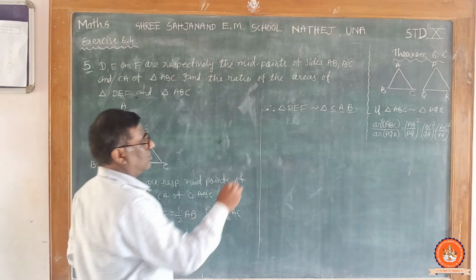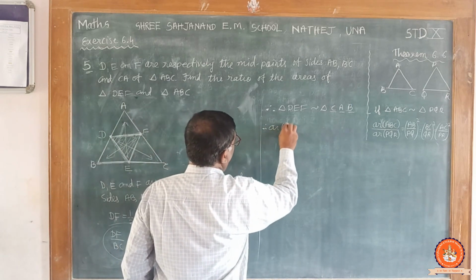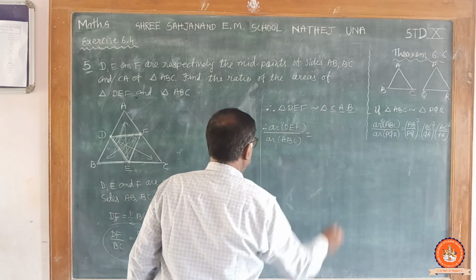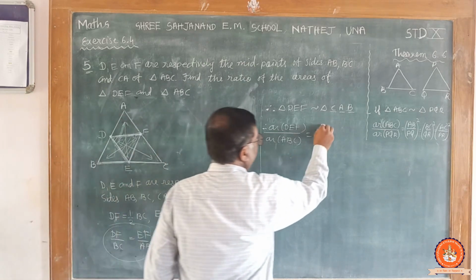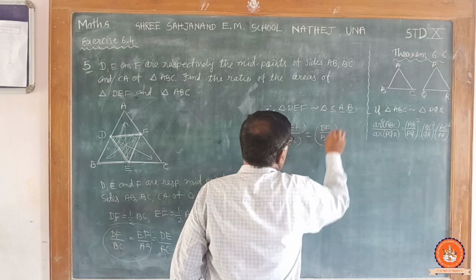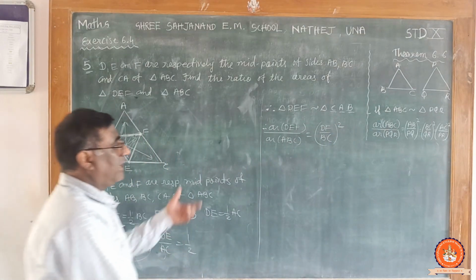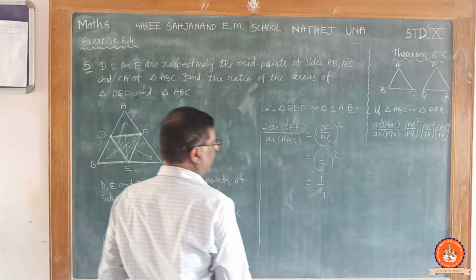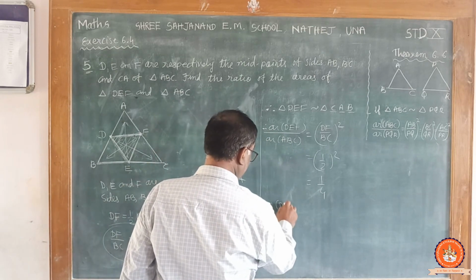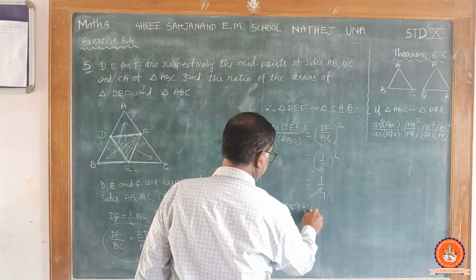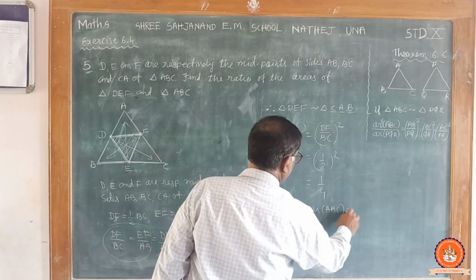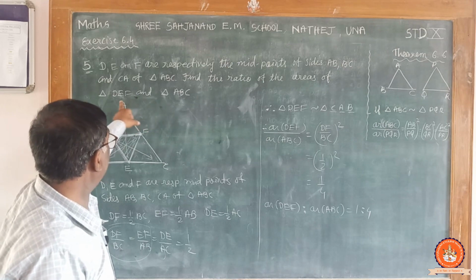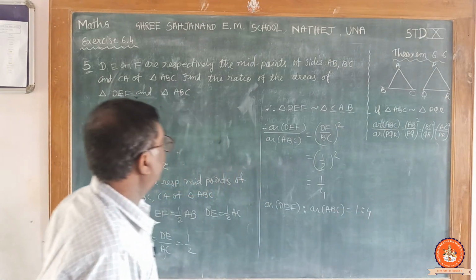Okay, and so therefore the area of DEF upon area of ABC is equal to DF upon BC the whole square, because this is the ratio of corresponding sides. So DF upon BC is equal to 1/2, the whole square is equal to 1/4. Okay, so the area of DEF to area of ABC is equal to 1:4. So the ratio of the areas of DEF and ABC will be 1:4. Okay, very good.